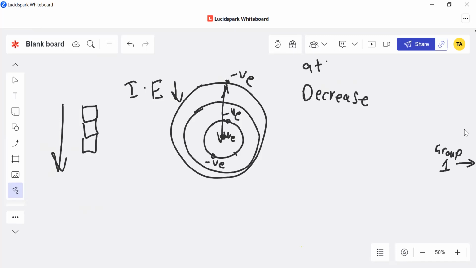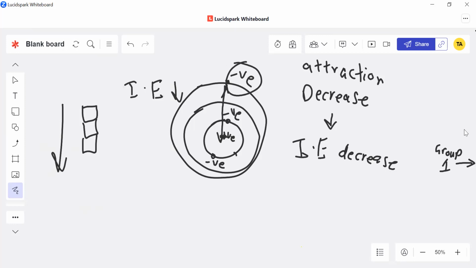So attraction decreases, therefore ionization energy would decrease down the group, because now you need less energy to remove an electron. Ionization energy is the energy required to remove an electron from an atom, and when the atomic radius gets bigger, the electrons and protons have less attraction between them. So you can easily remove this electron because the proton is not attracting this electron very much. So down the group, ionization energy would decrease.